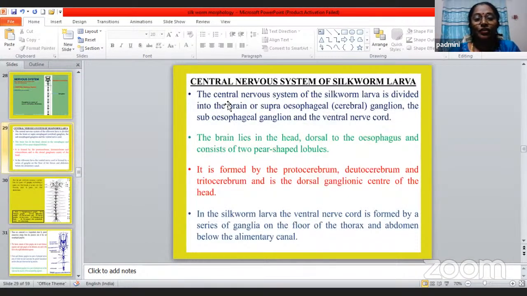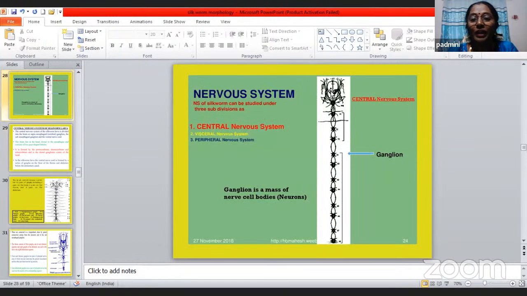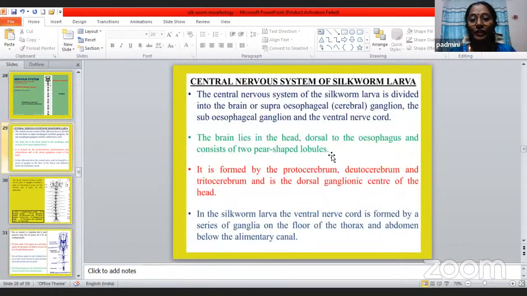The central nervous system consists of the brain, which is also called the supraesophageal ganglion. Why supraesophageal? Because it is above the esophagus. It is also called a cerebrum. Then the subesophageal ganglion and the ventral nerve cord. So here, this is the supraesophageal ganglion, this is the subesophageal connective, and then this is the ventral nerve cord. Each nerve cord is again connected to a mass of ganglion, which gives out 2 or 3 pairs of nerves, so that each muscle and each appendage is innervated by the nerves over there.